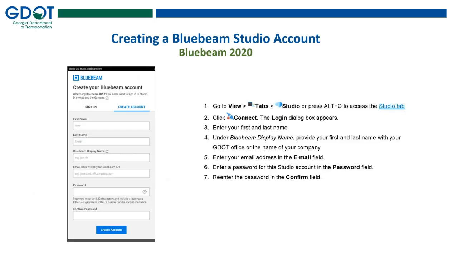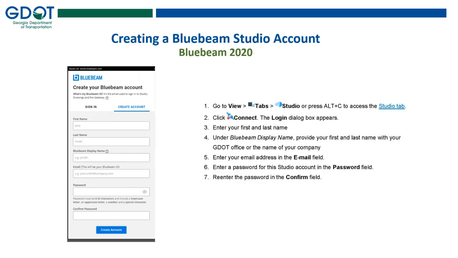This name will appear on the plans that you are marking up with your comment. Now in Bluebeam 2020, the creation is slightly different in that your login box just has a different user interface. But the information you will provide is still the same. Your first and last name, then you'll add in your Bluebeam display name, which again is your first and last name with your GDOT office or the name of the company that you're representing, and then your email address and your password.